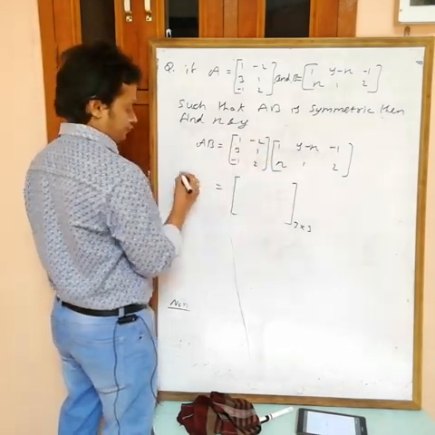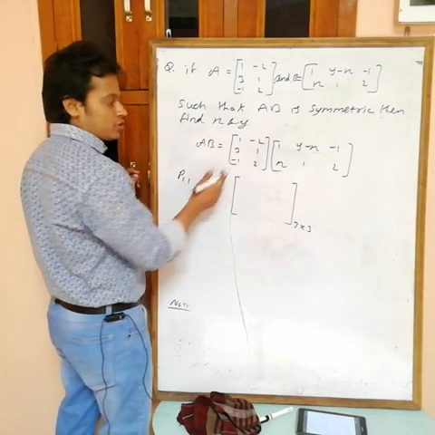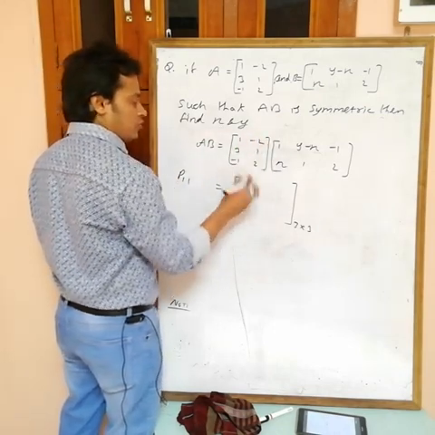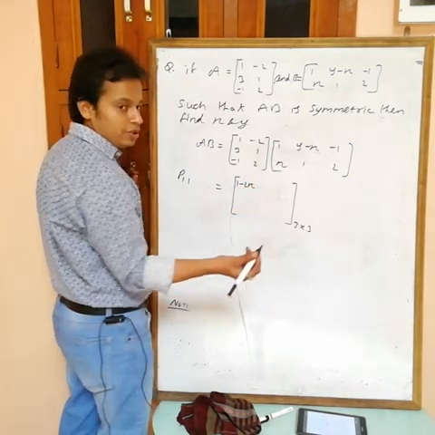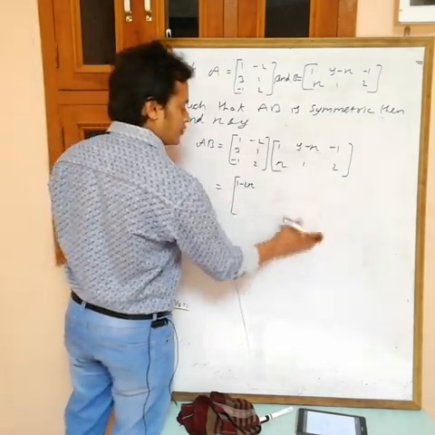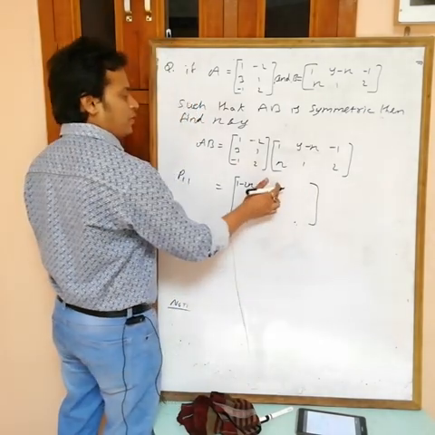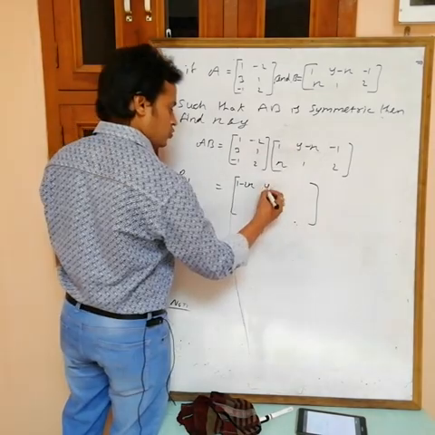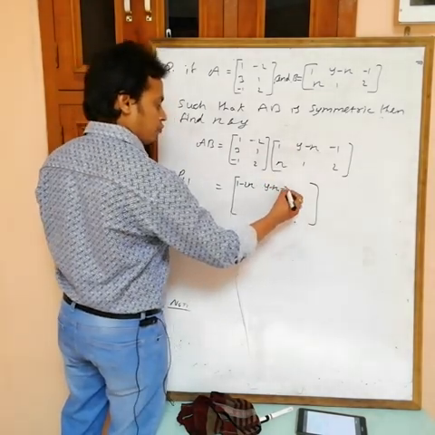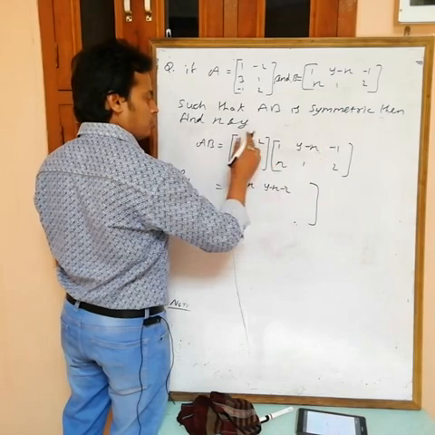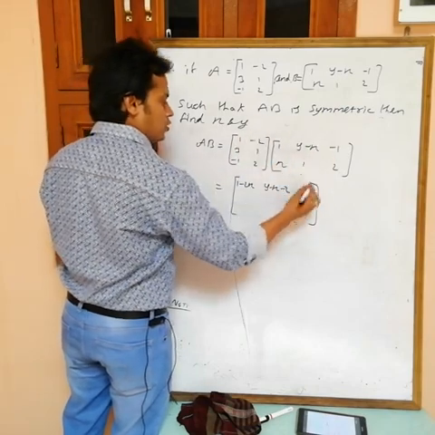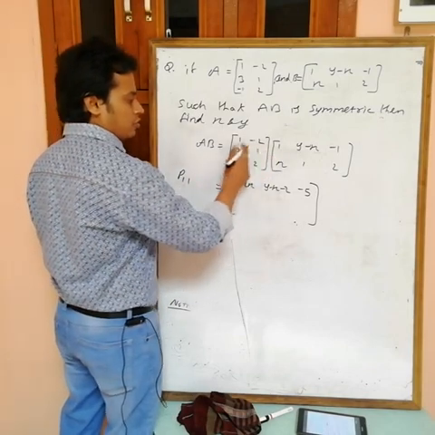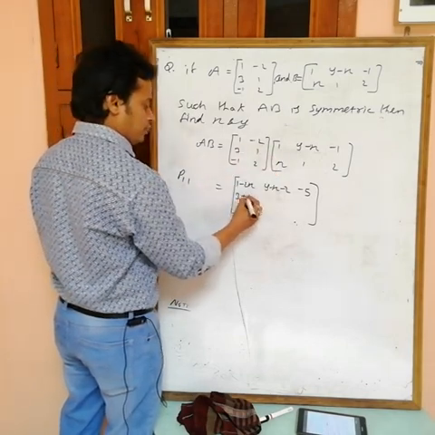Now P11 is first row first column. Multiply the first row with the first column, row from the first matrix, column from the second matrix. So what will you get? 1 minus 2x. Just multiply corresponding elements. Now P12, first row second column: y minus x and minus 2. P13, first row third column: minus 1 minus 4, minus 5. P21, second row first column: 3 plus x.